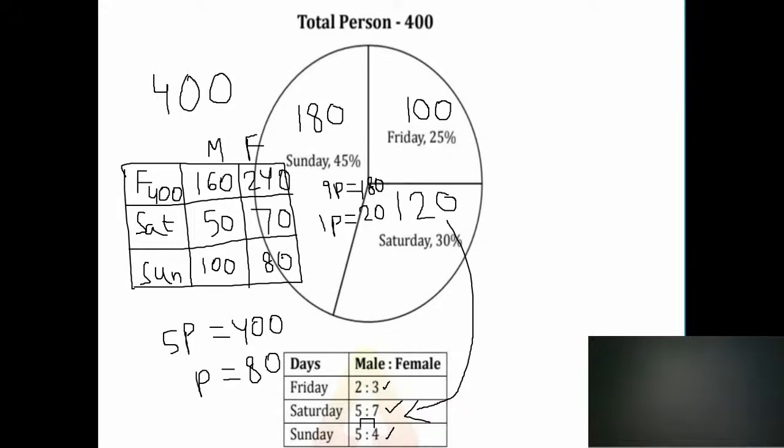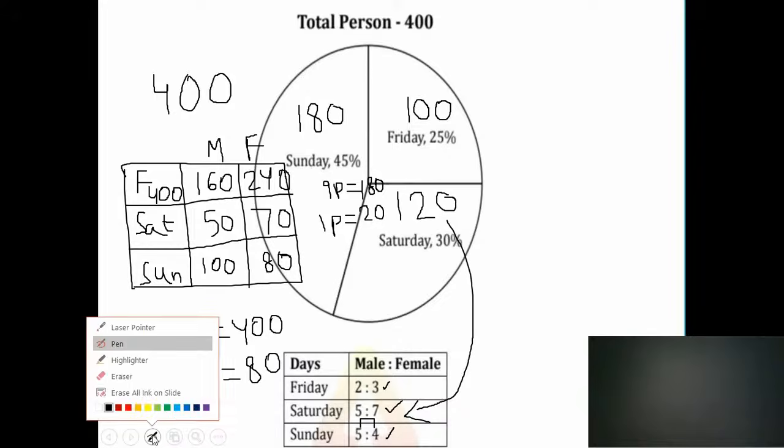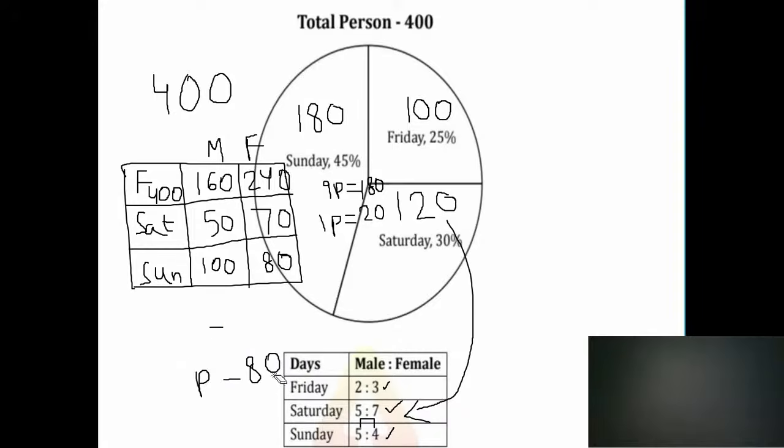We divided males and females for each of the following days: Friday, Saturday and Sunday. So is everyone clear with this? Clear with this table? Can I go to the next one? Next slide. In our next slide, we have some questions. Let us solve them.